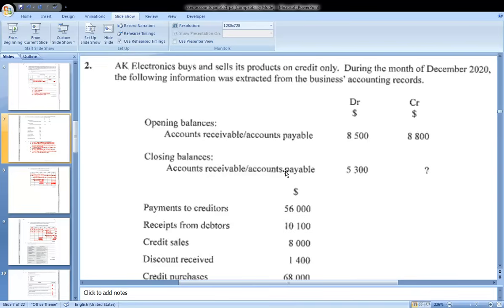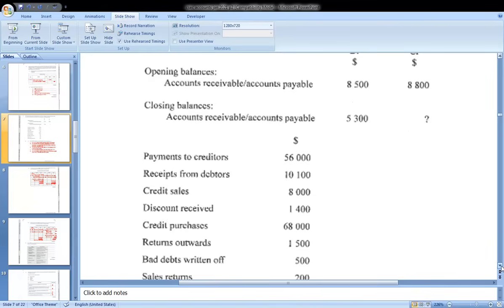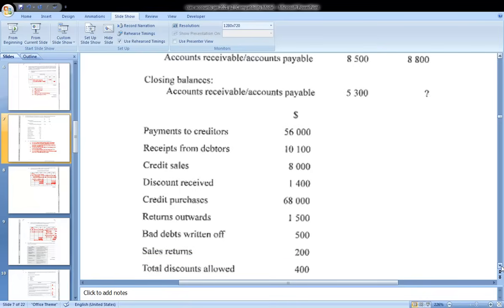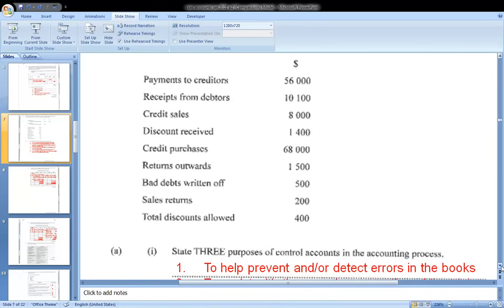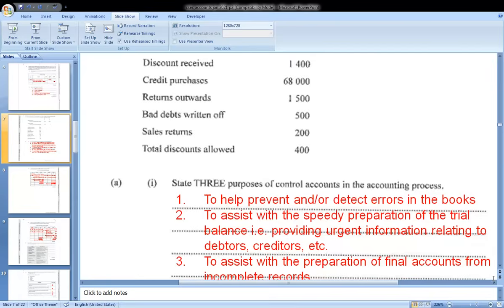Closing balances: accounts receivable, 5,300, and there's a question mark for accounts payable. Payments to creditors, 56,000. Receipts from debtors, 10,100. Credit sales, 8,000. Discount received, 1,400. Credit purchases, 68,000. Return outwards, $1,500. Bad debts written off, $500. Sales returns, $200. Total discounts allowed, $400. The first part says, state 3 purposes of control accounts in the accounting process.